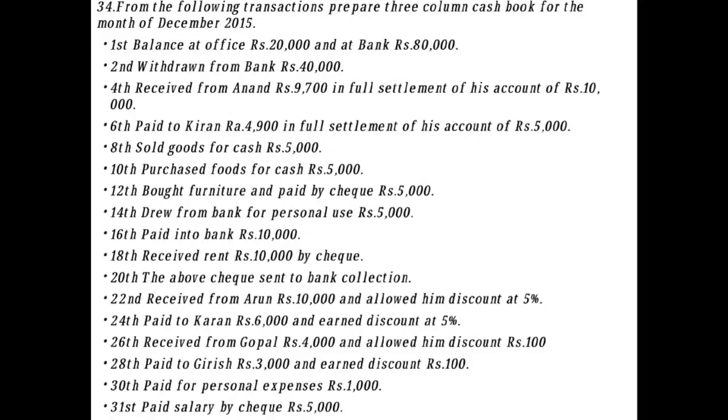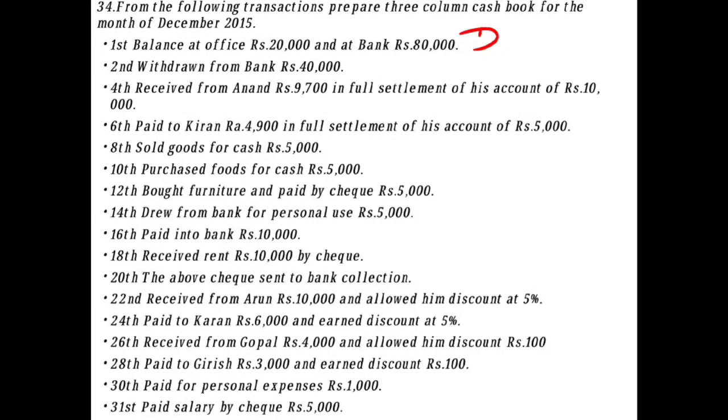The next problem we have 34. From the following transactions, prepare two column cash book. Okay, two column cash book for the month of December 2015. Now balance at office 20,000 and balance at bank 80,000. Opening balance you should write debit side, right? To balance brought down. Cash column 20,000, bank column 80,000.